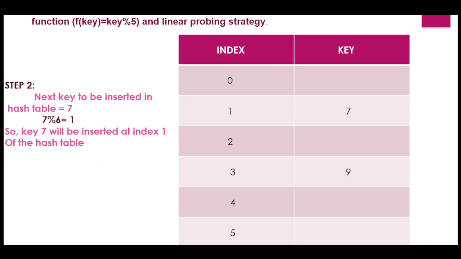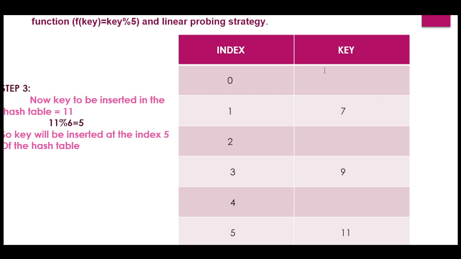Next we have 7. The next key to be inserted in the hash table is 7, the second element. So 7 mod 6 is 1. At index 1, the key element 7 is inserted. Now the key to be inserted in the hash table is 11. 11 mod 6 is equal to 5. So the key will be inserted at index 5 of the hash table. The element 11 is inserted.